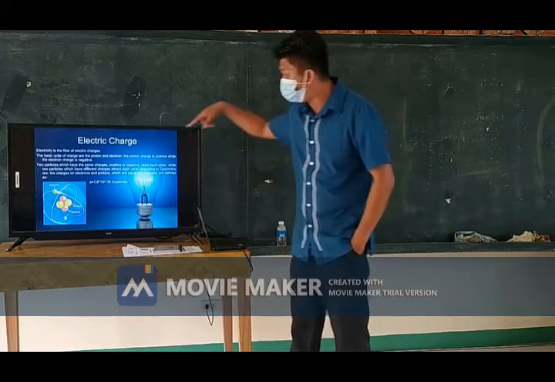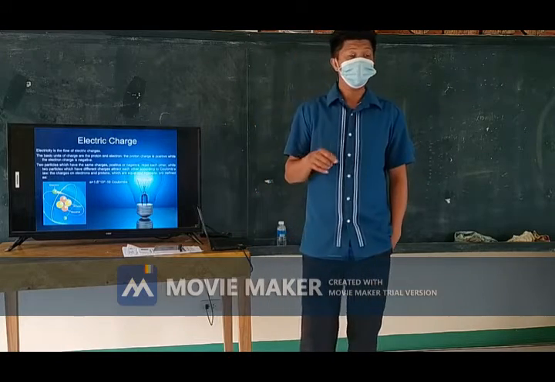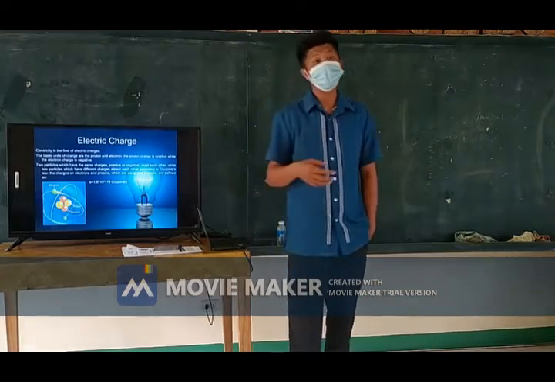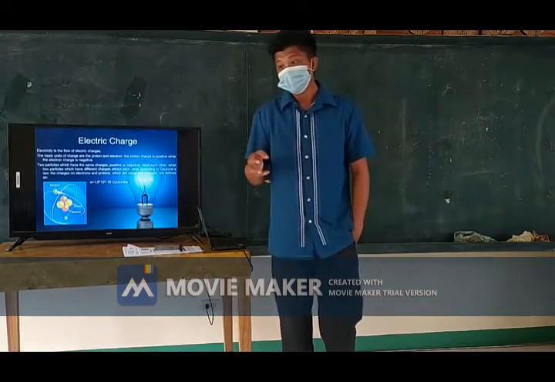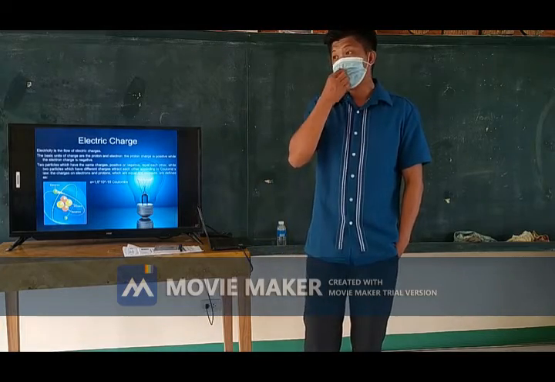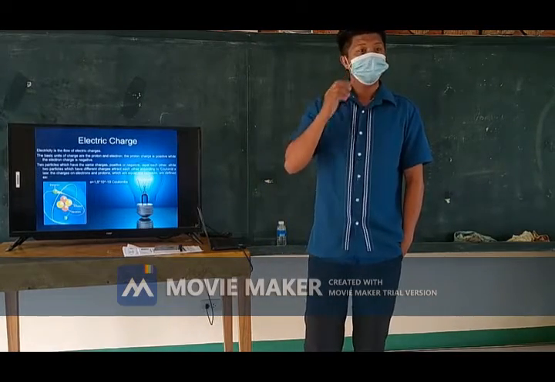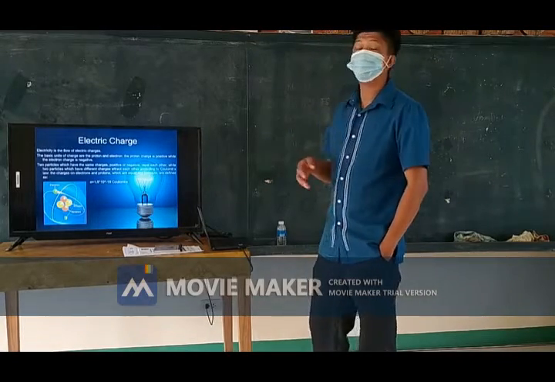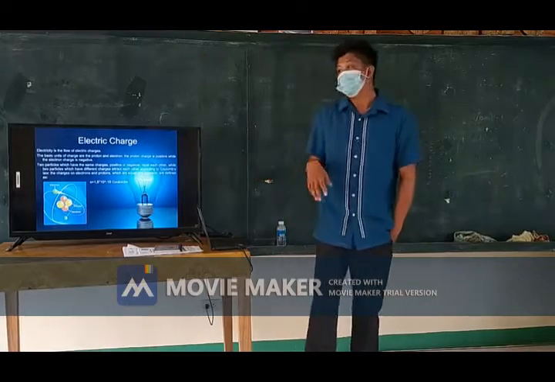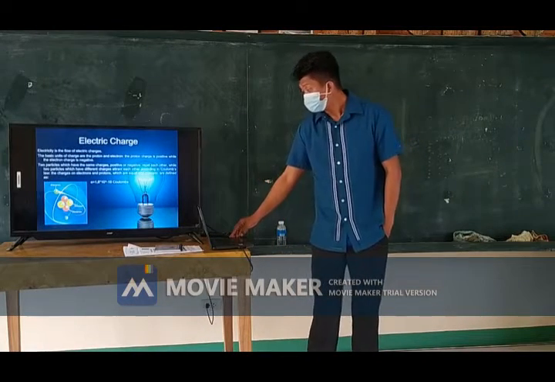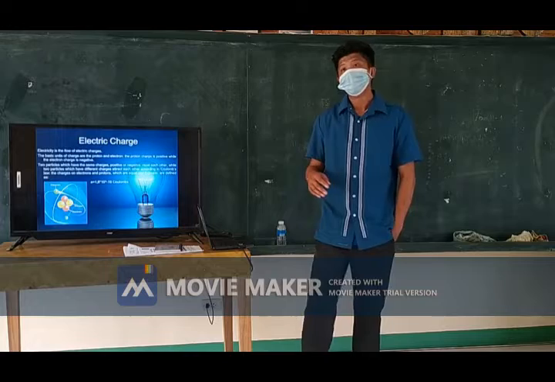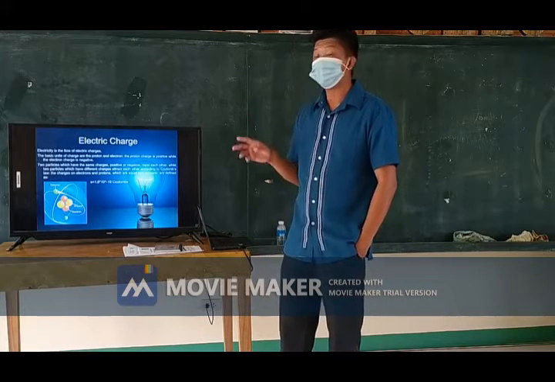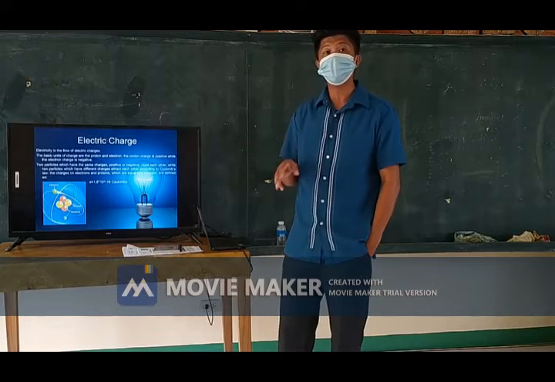So the electron, based on the video, is the negative particle, while the proton is the positively charged particle. While the neutron, it is the what? It is the neutral part of the atom, or what they call a neutral charge. Okay? And then there is an equivalent value for charge, which is 1.6 times 10 to the power of negative 19 coulomb. Why coulomb? Because that is the unit for charge.